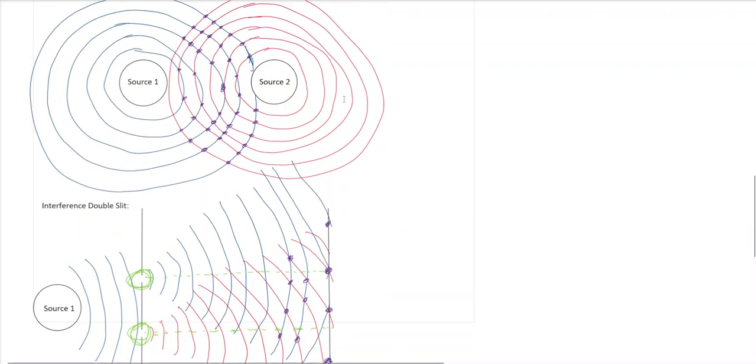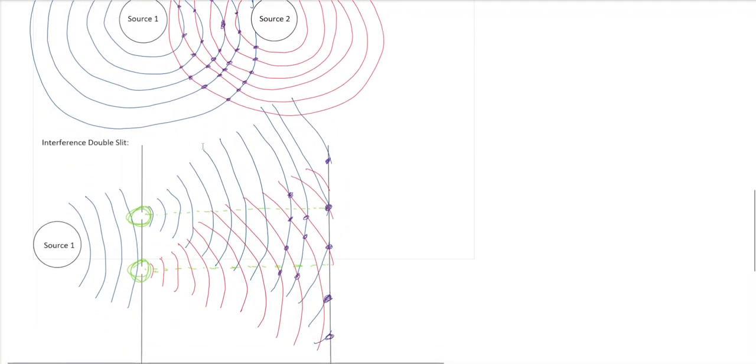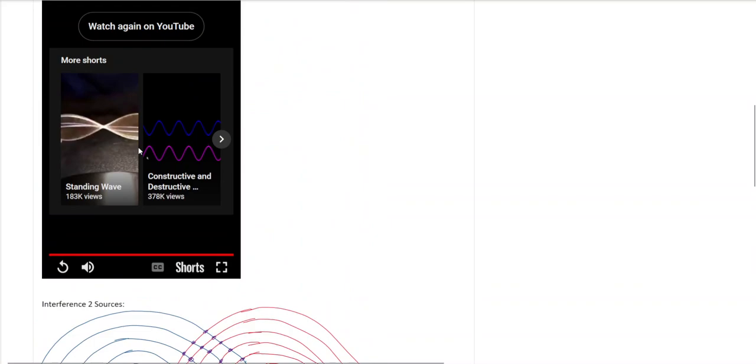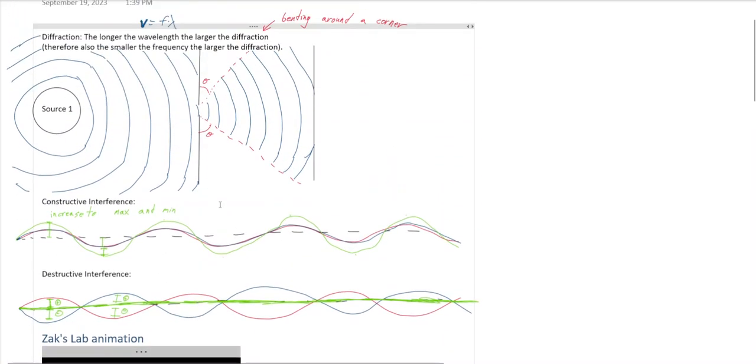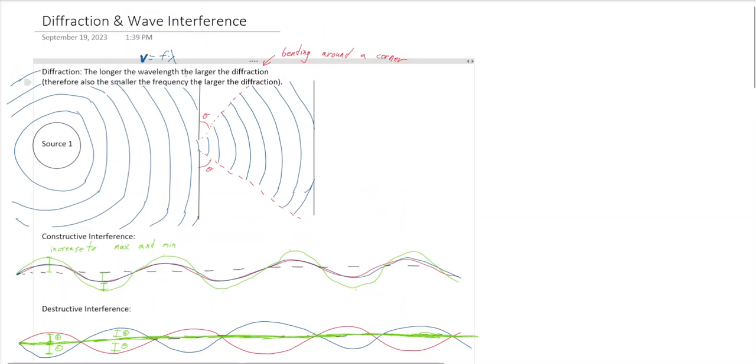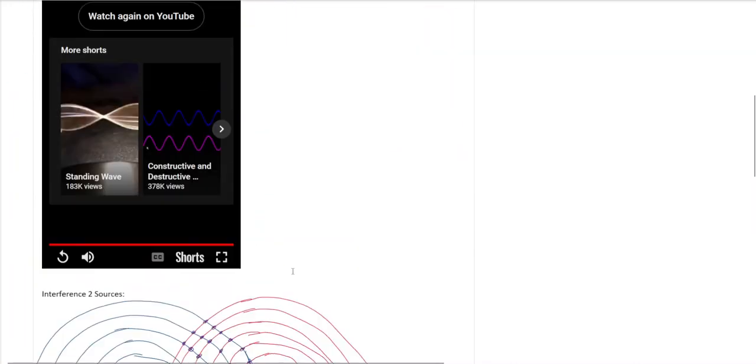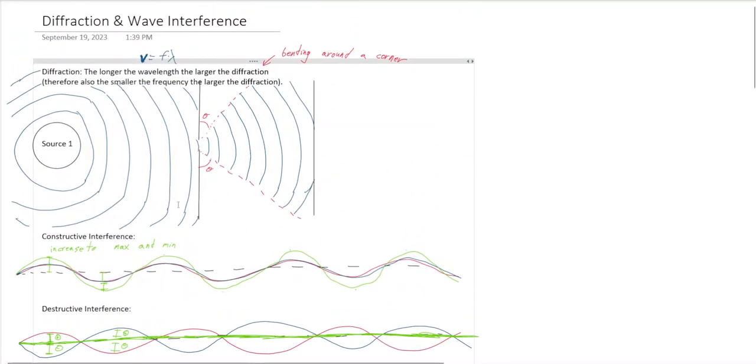So interference pattern can look like this sort of thing, or we can talk about it like destructive and constructive interference like this. Diffraction is bending around a corner, and yeah, that's basically everything for this video.